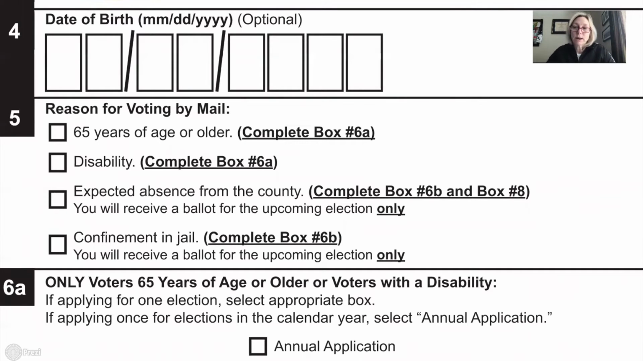Why are you voting by mail? So obviously you can vote by mail if you're 65 and older, if you have a disability. But number 3 is what we want the college students to check: expected absence from the county. They're not going to be home for early voting. They're not going to be able to vote on election day. Right there, number 3. Go ahead and check that box.